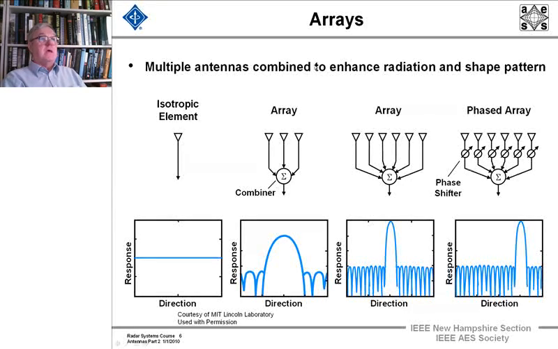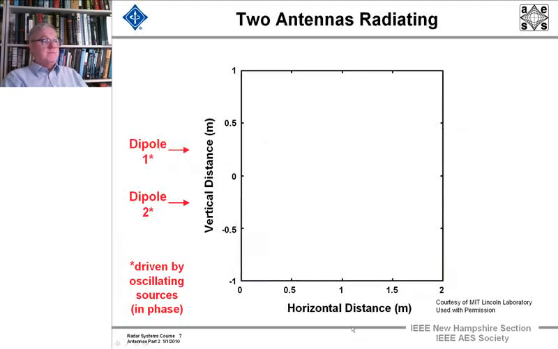So multiple antennas combined, they can enhance the radiation and shape the pattern. And the more elements you have, here we have the same number of elements, we're just moving the beam with the phase shifters, but when you go from 3 to 6, you narrow the main beam. So if you have more elements, you narrow the beam, have more side lobes, and if we add the phase shifters. So that's a simple concept for us to start off with.